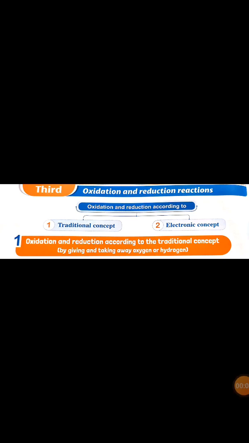Now, with the third type of reactions in this lesson, which is oxidation and reduction. Look, for oxidation and reduction reactions, we have two concepts: the traditional concept and the electronic concept. Let's start with the traditional concept. Here, this concept depends mainly on gaining or losing oxygen.